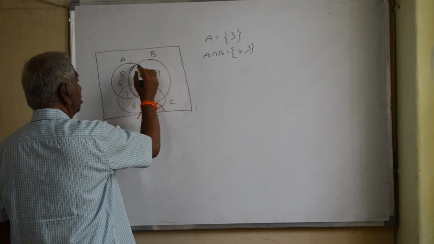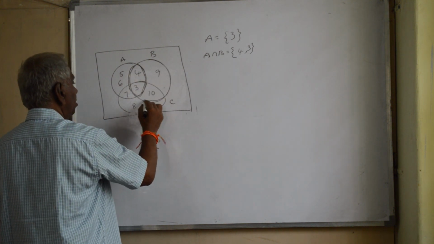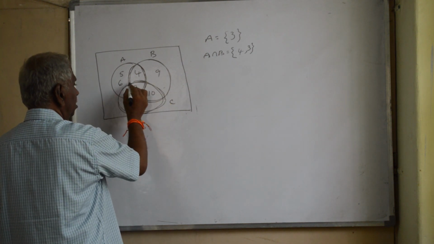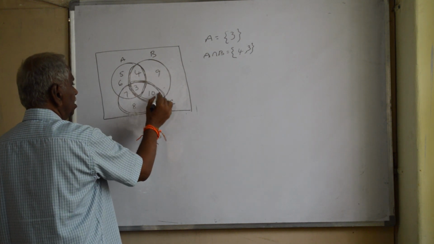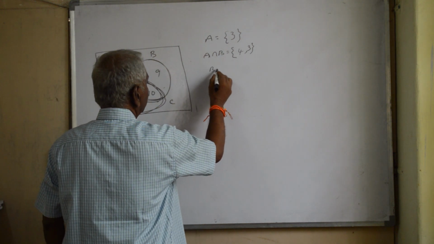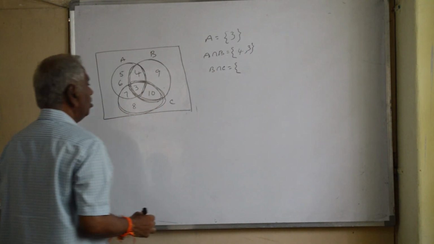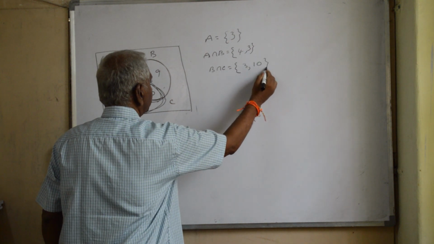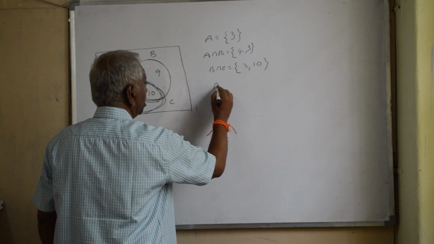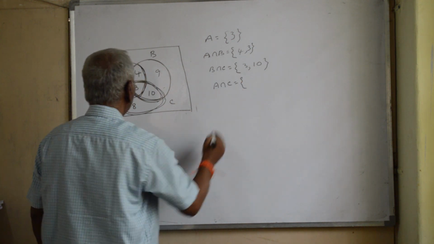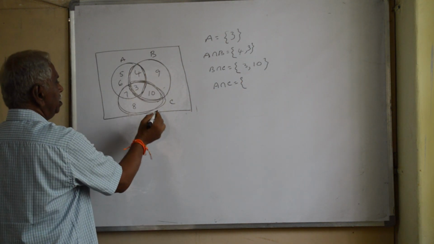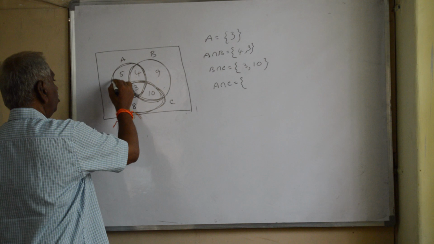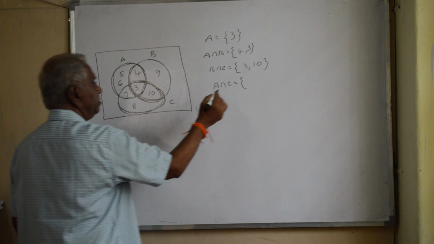What are the common elements of B and C? This is B. This is C. Let us consider the common elements of B and C. They are 3, 10. Now A intersection C. What are the common elements of A and C? This is C. This is A. The common elements are 7 and 3.